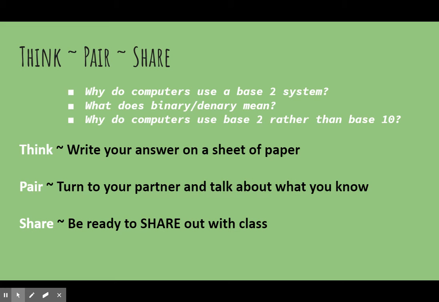First question: why do computers use a base 2 system? All right. Second question: what does binary or denary mean? And then third question: why do computers use base 2 rather than base 10? So please jot that down, or if you're working on an interactive version of this, windows should pop up soon asking you to type in your responses to those.